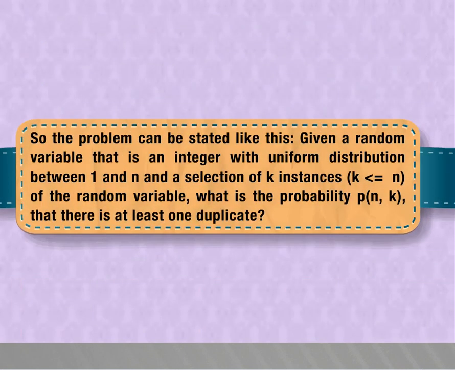So the problem can be stated like this. Given a random variable that is an integer with uniform distribution between 1 and n, and a selection of k instances, that is k is less than or equal to n, of the random variable, what is the probability p of n comma k that there is at least one duplicate?